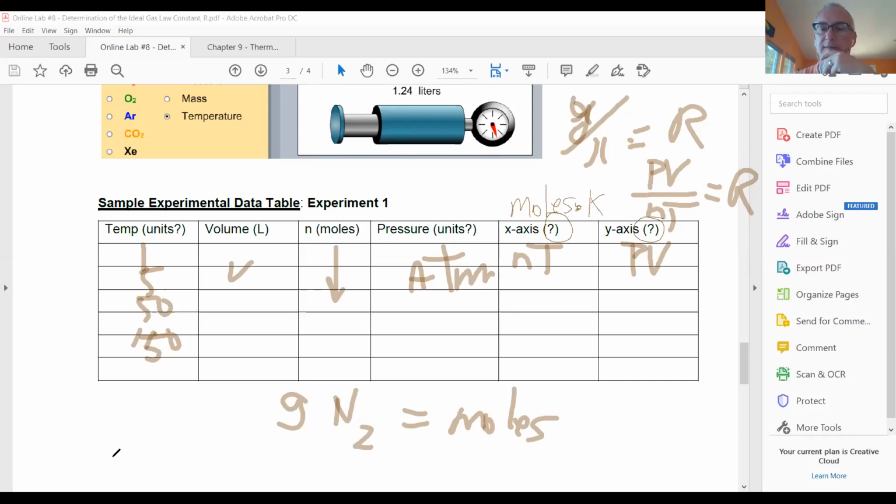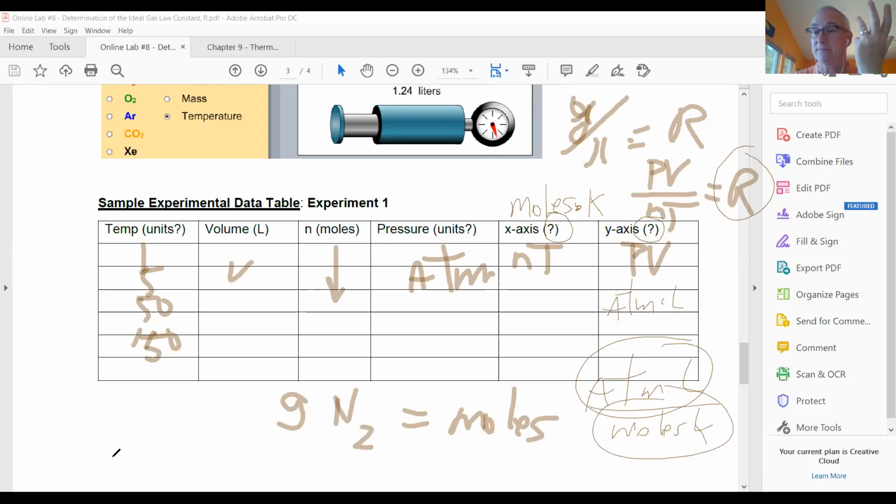And what will the units be for the y-axis? Atmospheres times liters. That's right. Very good. Yes, this will be in atmosphere liters. So when we plot atmosphere liters over moles Kelvin, that's the unit of R. And so our slope should be R, because that is what relates atmospheres and liters to moles and Kelvin.